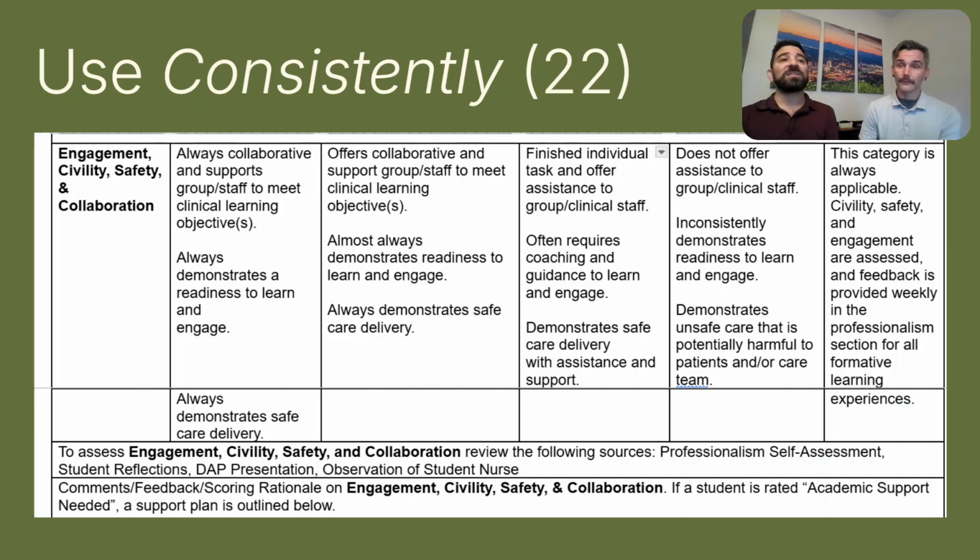So this is about using it consistently. And this is a slightly different rubric. This is meant to look more at holistic skills, but you're going to see some through lines because we still have the idea of engagement, civility, safety, and collaboration. And so with this part of the rubric, everybody, with this part of the scoring tool, this is this larger scoring tool that synthesizes some of the buckets or competencies into larger nursing skills.